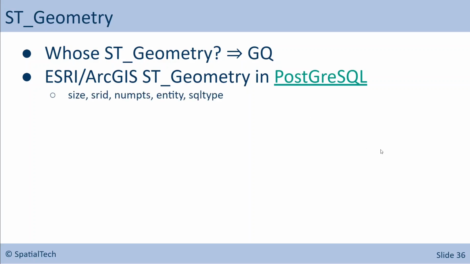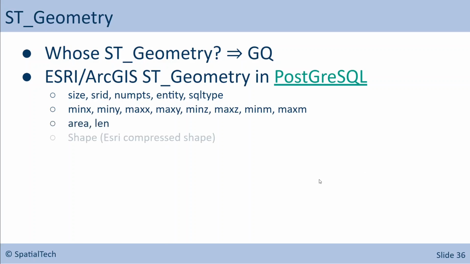So they have a type specified where you can get the size, like how big is this binary chunk, what's the SRID, the number of points, type of entity, SQL type, bounding box information, area and length if appropriate, and then you get to the shape. It's almost like a little bit of header information like we saw with the GeoPackages, and then you get to the well-known binary. Except, what is their binary? They say Esri compressed shape, but I really believe it's SDE compressed binary.